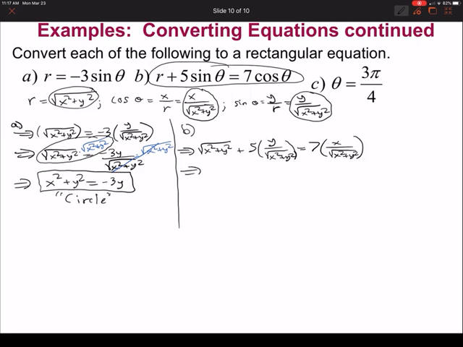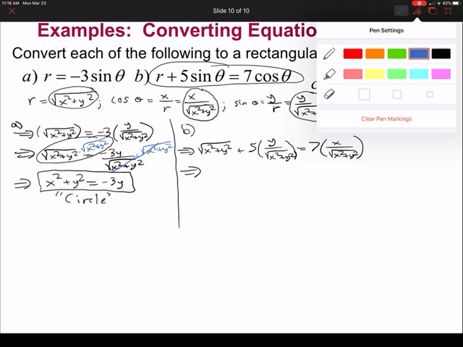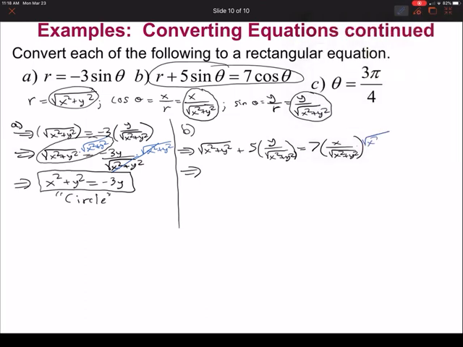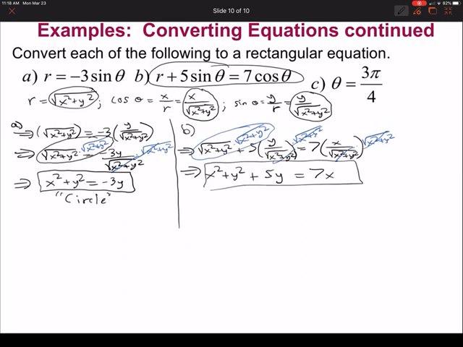And as we see here, let's go ahead and simplify. So I want to go ahead and get rid of these fractions. So we'll go ahead and multiply by the square root of x squared plus y squared on both sides of the equation with each term, using the multiplication property of equality, keeping it equal. So we simplify, and again, this creates a square. So it simplifies nicely down to x squared plus y squared plus 5y equal to 7x. And there's our rectangular equation, right? We've gone from r and theta to x and y. Now let's do the last one.